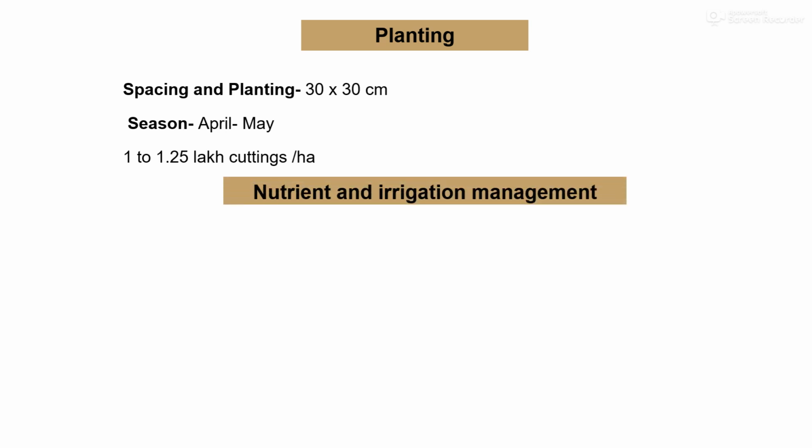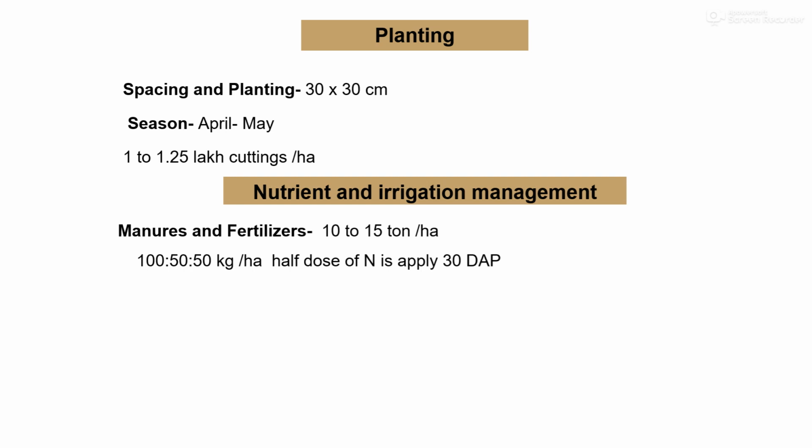Then nutrient and irrigation management. This crop needs about 10 to 15 tons of well-rotted FYM per hectare at the time of planting, and 150 kg of nitrogen, phosphorus and potash.